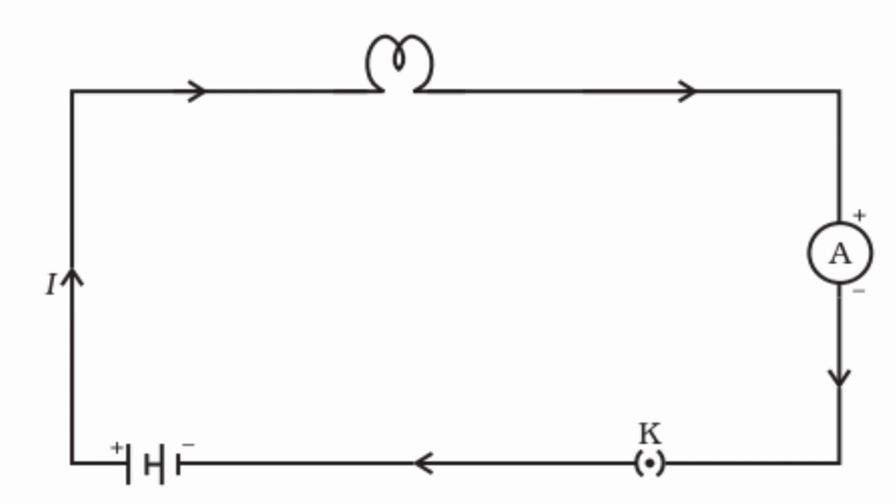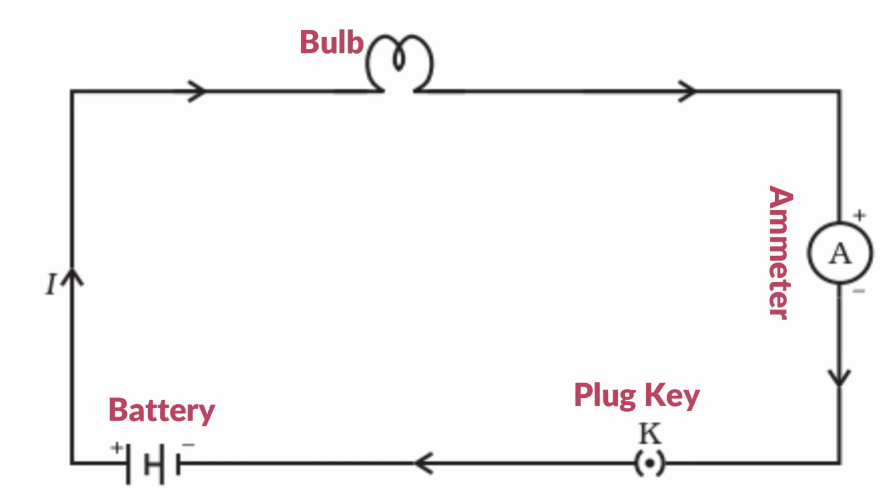Here you can see a schematic diagram of an electric circuit comprising of an electric bulb, a cell, a battery, and a plug key which acts as a switch, and it contains an instrument called an ammeter which measures electric current in a circuit, and it is always connected in series in a circuit through which the current is to be measured. And note that the electric current flows in the circuit from the positive terminal of the cell to the negative terminal of the cell through the bulb and ammeter.